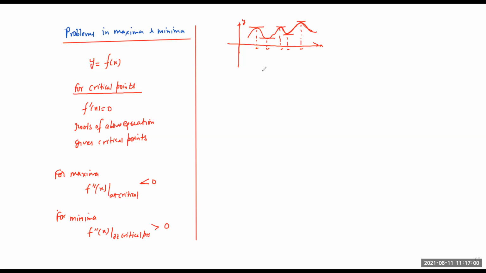And if it is zero, you know what happens. If it is zero, that's called the point of inflection. So if the double derivative at any given critical point is zero, then I can say it is a point of inflection.